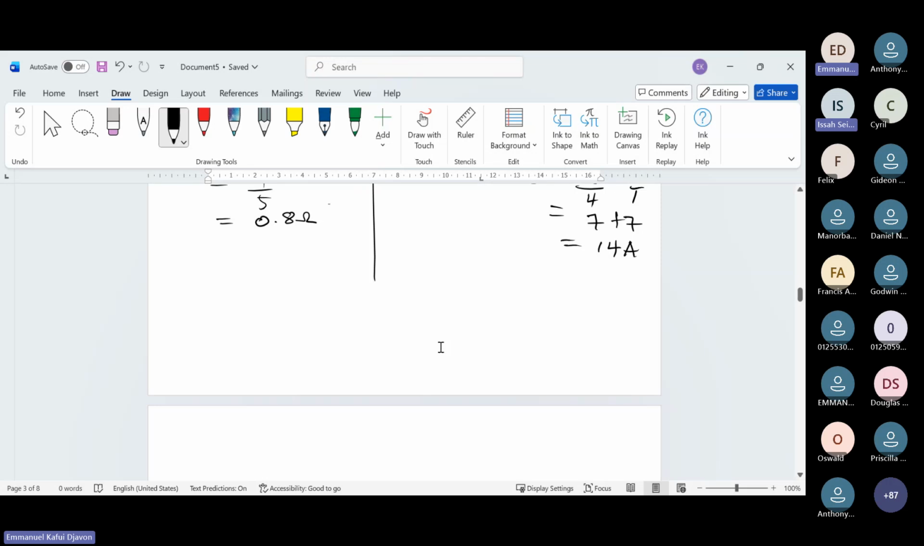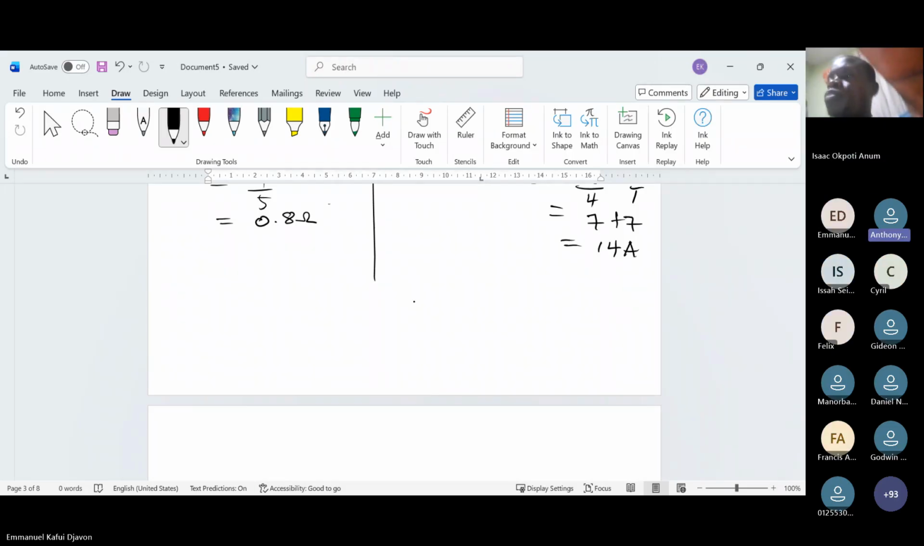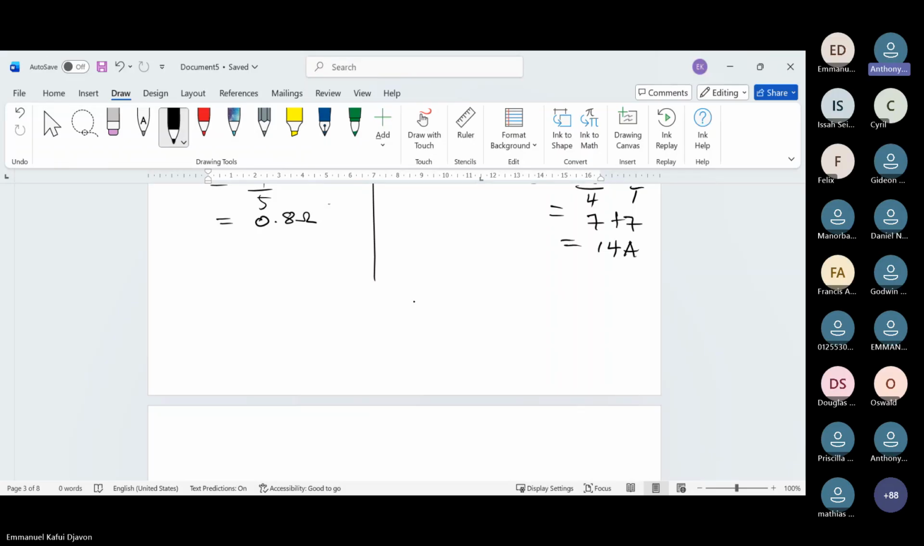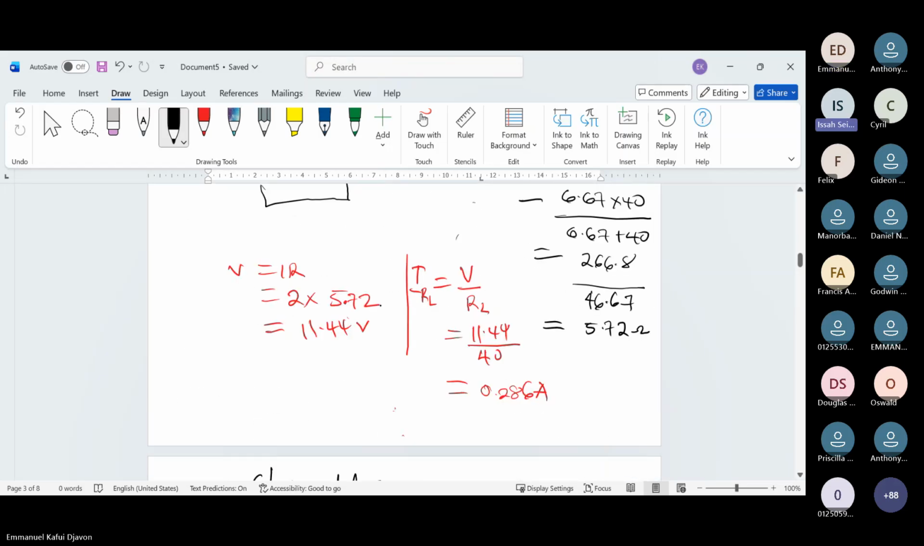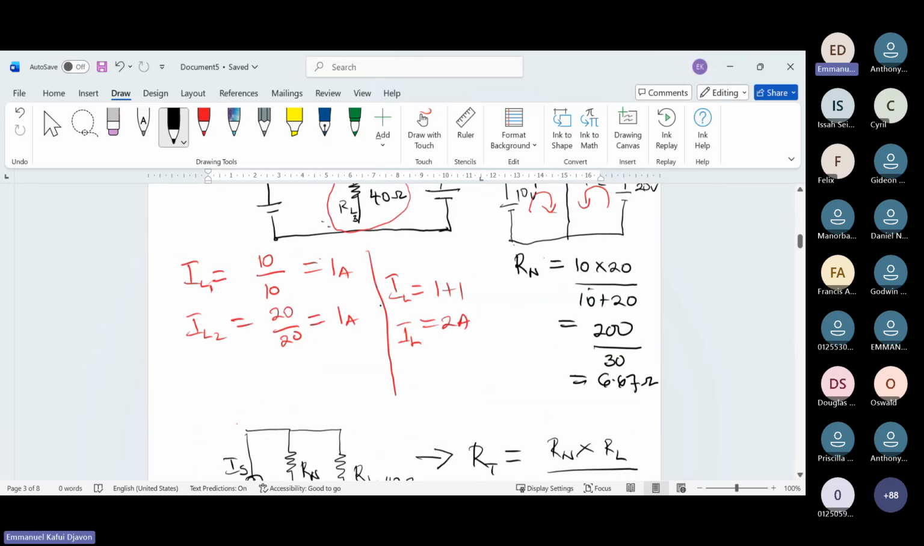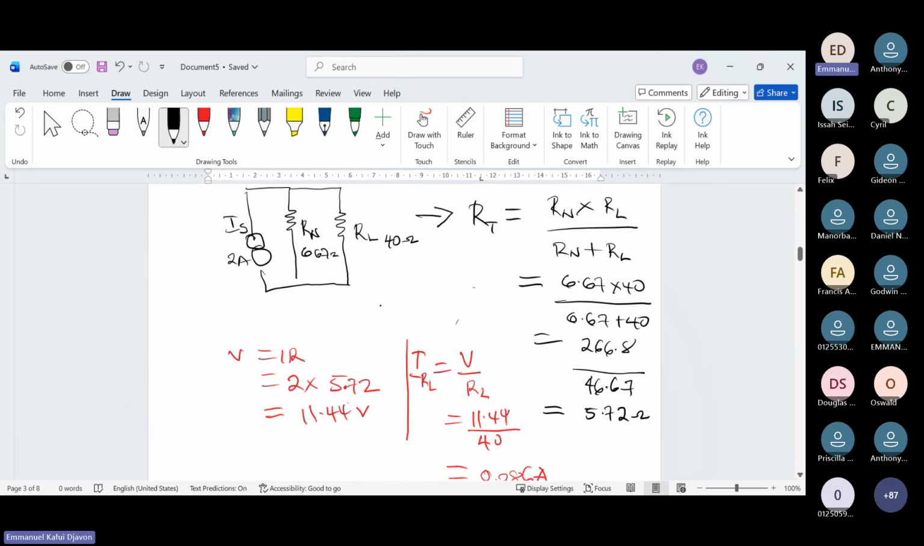You know what you are looking for. We're looking for the voltage. So how do you get the voltage? The voltage will be the total resistance times the current, which is 14. You are right, but when you look at the question, when you look at this portion, when we get here, we'll do that.